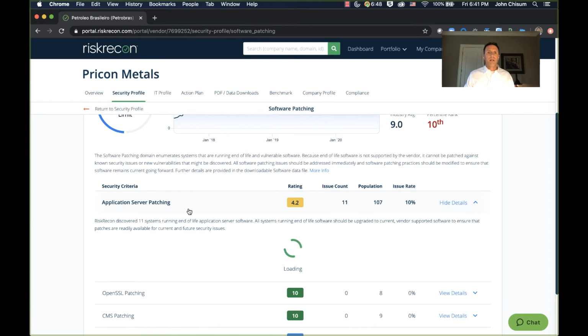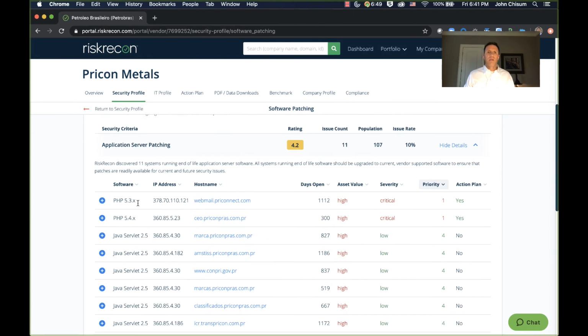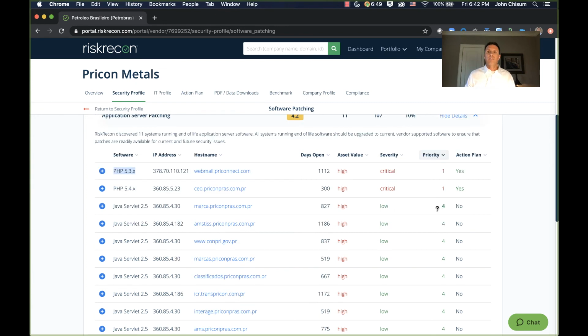If we expand out something like application server patching in this case, you can see that RiskRecon provides the version of software, the IP address. Obviously, these have been masked for the purposes of this presentation. Host names, the number of days we've seen that particular issue in the wild, and then as mentioned before, the specific asset value and the severity related to that issue. And it's that combination, again, of asset value and issue severity that helps us prioritize, in this case assigning a risk priority of 1 to the top 2 issues on the list, giving organizations the ability to prioritize and allocate resources to the higher risk issues, as opposed to dedicating resources to lower risk issues as observed here.